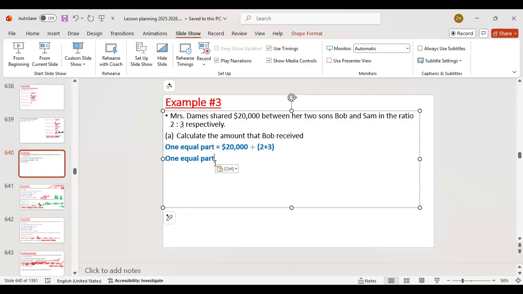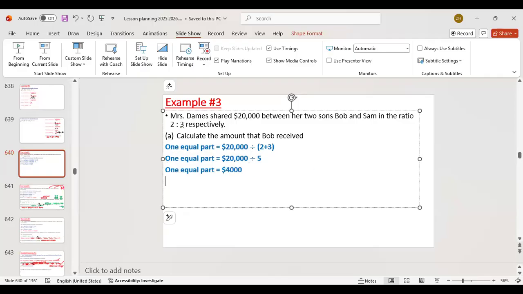So we have 1 equal part, and 1 equal part is going to be equal to 20,000 divided by 2 plus 3. What is 2 plus 3? 5. Very good. And what is 20,000 divided by 5? 4,000. Very good. So we have 1 equal part is equal to 4,000.